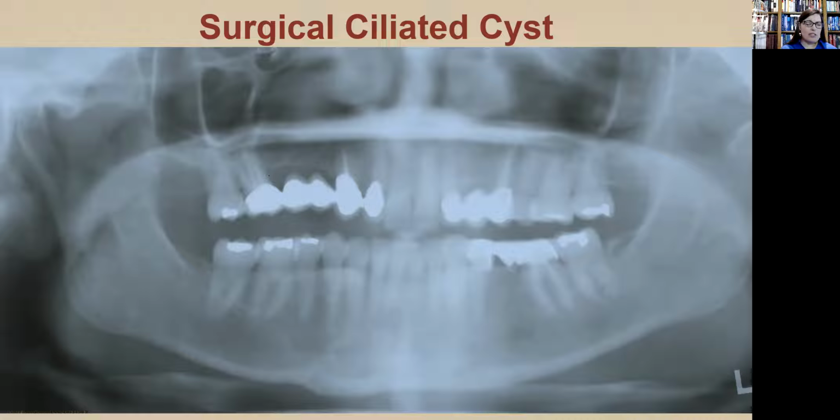Other kinds of histories that might point you to this is if there was a history of cleft palate surgery, a history of implant placement, history of extraction of teeth in the area, history of jaw surgery, which might be something like a Le Fort 1 osteotomy where they move the jaws, and then also bilateral sagittal split osteotomy or chin surgery where they did a mandibular chin advancement. And so with that, if they were to get a fragment of the sinus lining embedded in the bone, that's how you get a surgical ciliated cyst.